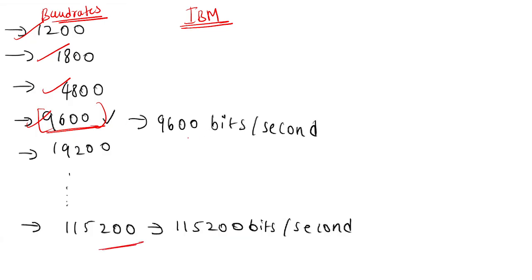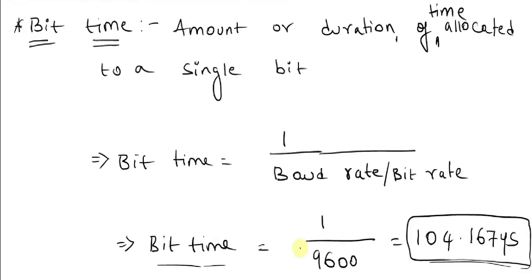9600 means what? This many bits per second you are transmitting the data. 9600 bits per second you are transmitting the data. This is the actual baud rate. So the IBM company has given these fixed baud rates.